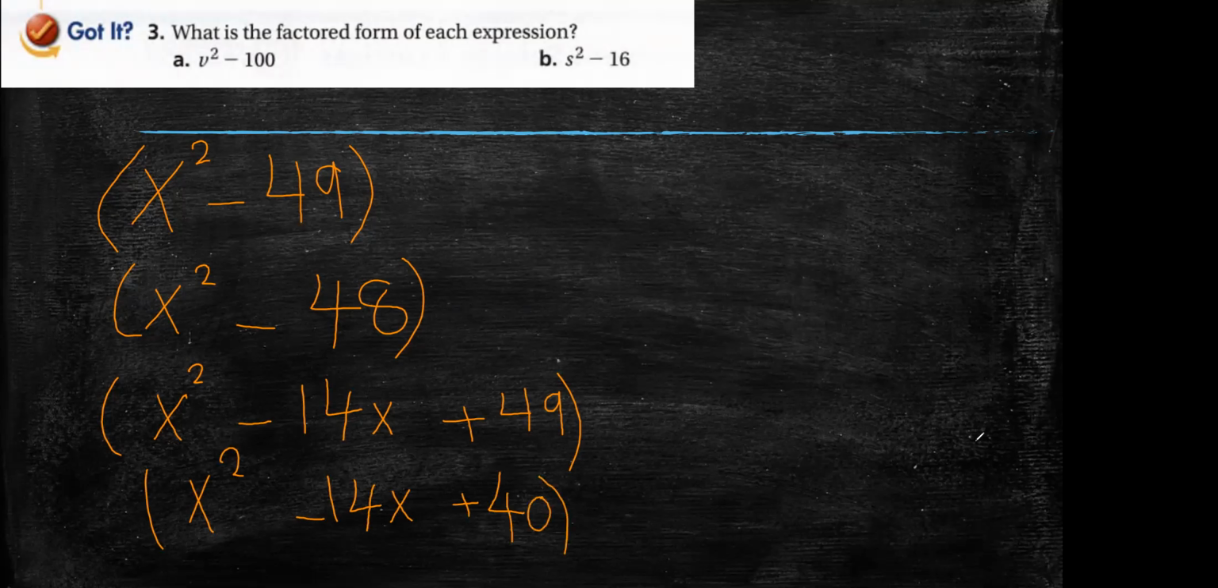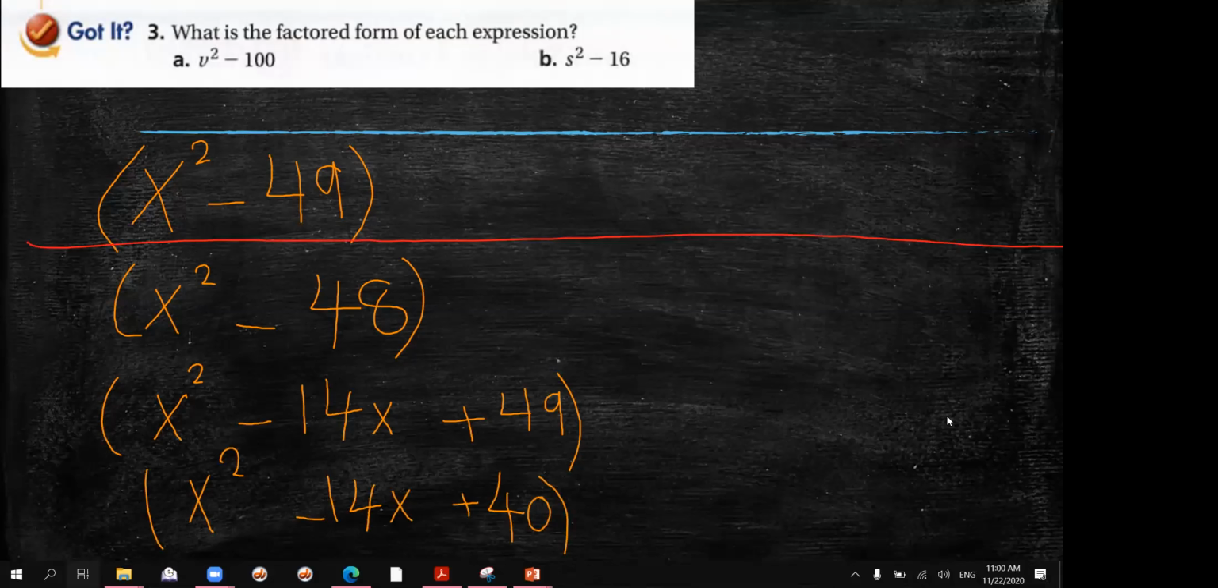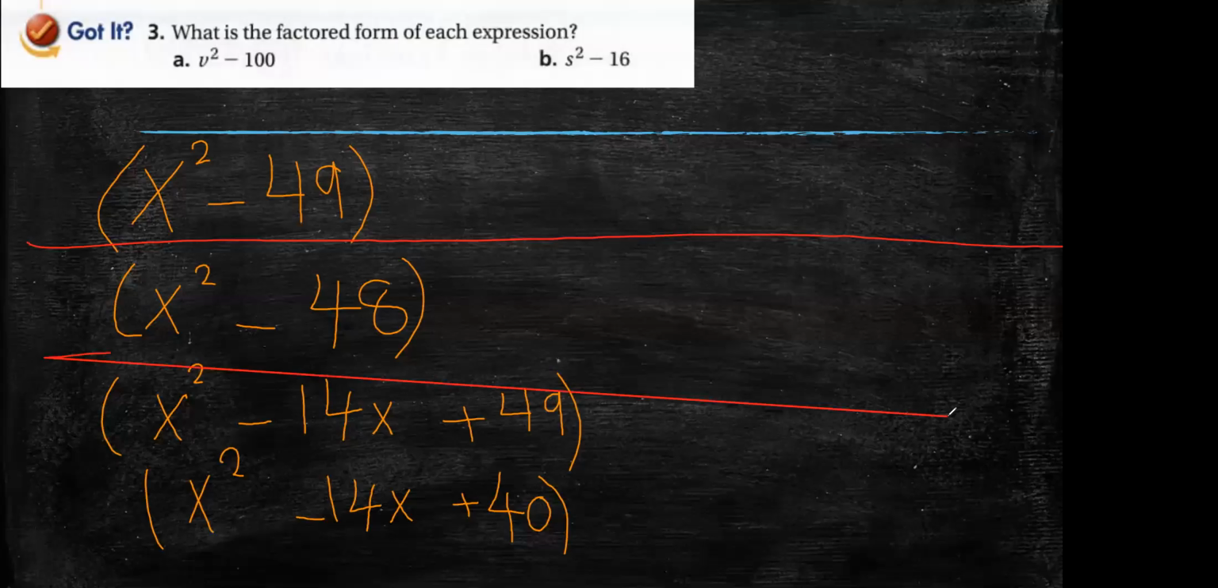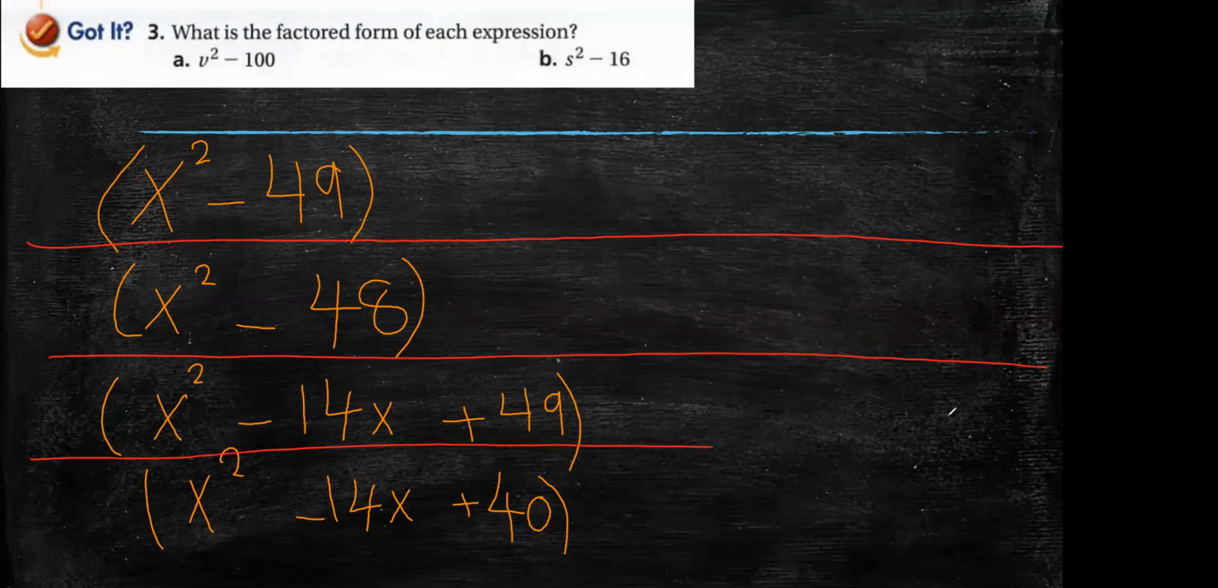Look now at these four examples here: x squared minus 49, x squared minus 48, x squared minus 14x plus 49, and x squared minus 14x plus 40. Now let's factorize all of these expressions. Look at the first one.